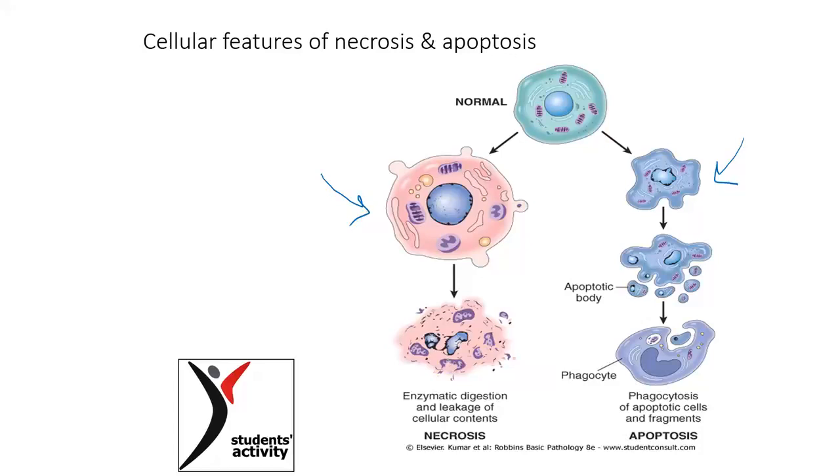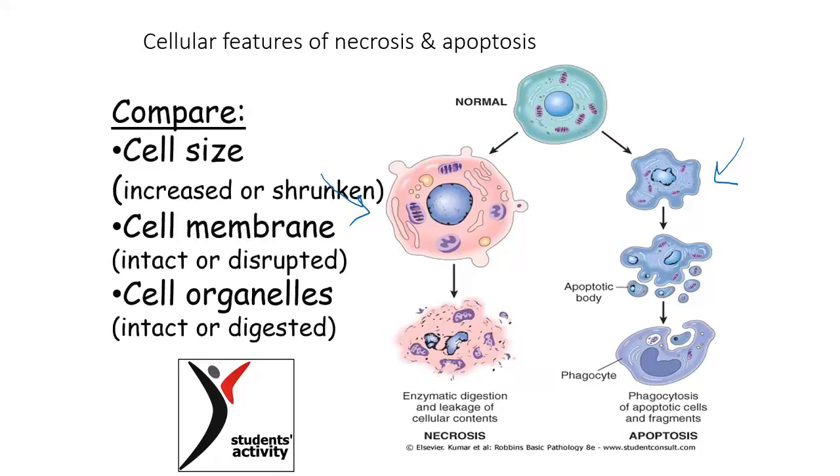Cellular features of necrosis and apoptosis. Look at this. Here we have a normal cell. Here this cell is dying by apoptosis, and here the cell is dying by necrosis. Can you compare cell size, cell membrane, and cell organelles? Cell size, which is increased and which is shrunken? Of course, look at the apoptosis, it is shrunken, so it leaves a halo. Look at necrosis, it's swollen, imbibes a lot of water, so it is increased in size.